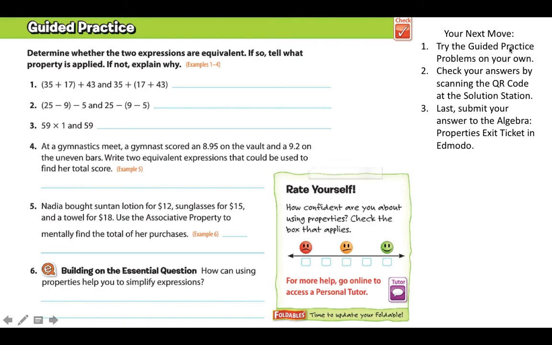Now, what I would like for you to do is follow these next moves. First, try the guided practice problems on your own. That's all 6 of them. After you've completed the guided practice, you can go over to the QR code at the solution station and check your answers. Once you've done that, you can go back into our Edmodo page and answer the exit ticket question for Algebra-Properties. Again, you're going to try the guided practice problems on your own, check your answers by scanning the QR code at the solution station, and then submit your answer to the Algebra-Properties exit ticket in Edmodo.